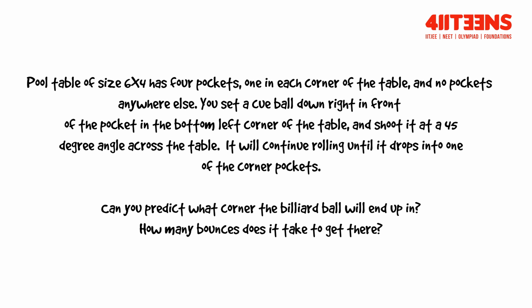A pool table of size 6 by 4 has 4 pockets, one in each corner of the table, and no pockets anywhere else. You set a cue ball down right in front of the pocket in the bottom left corner of the table, and shoot it at a 45-degree angle across the table. It will continue rolling until it drops into one of the corner pockets.